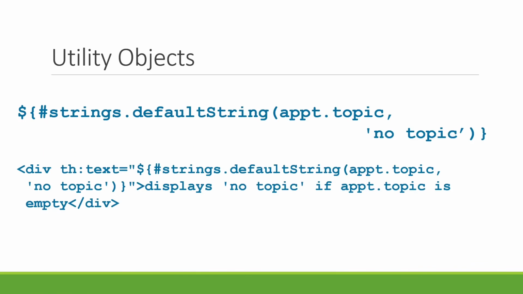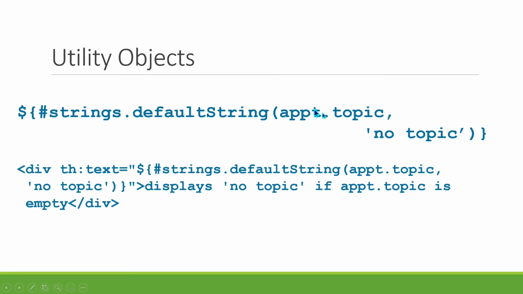I'll show you one more example using the strings object. So there is an object called strings with an S. It's confusing, I know, because you're used to Java, it's called string. But here it's called strings. And one of the methods I really like is the default string method. What the default string method does is you give it 2 strings. The first thing is what you want to display. And the second thing is what you should display if the first thing is empty.